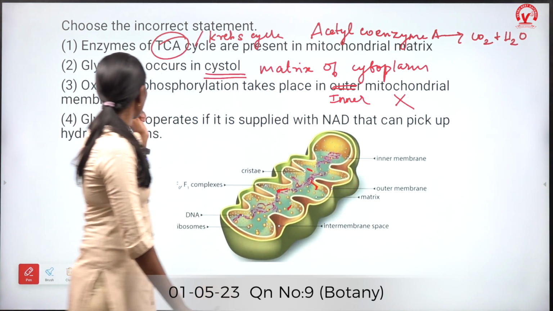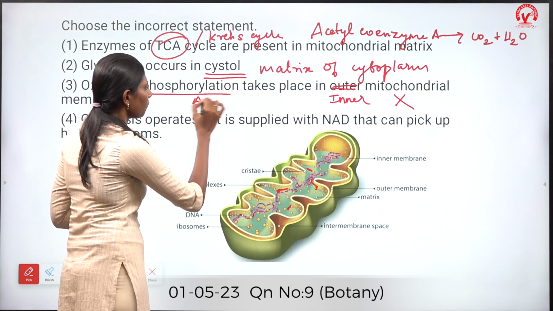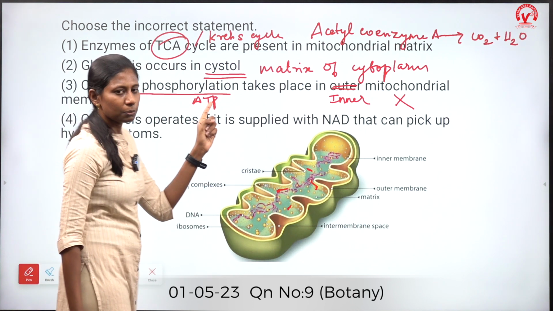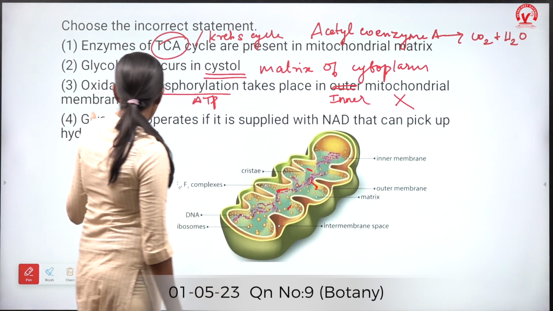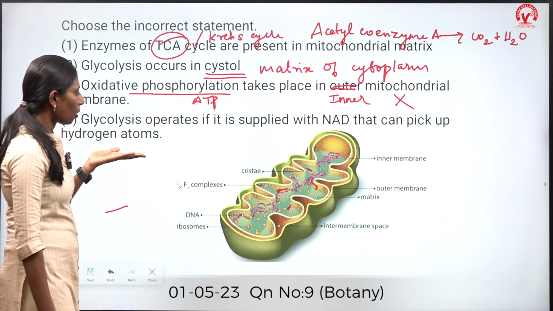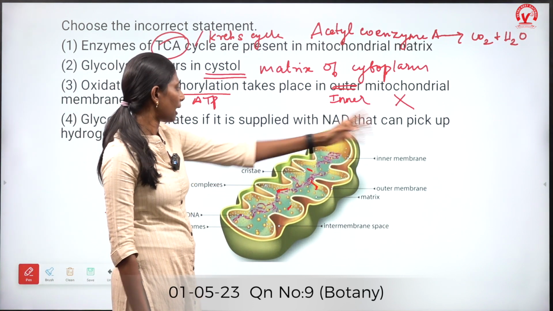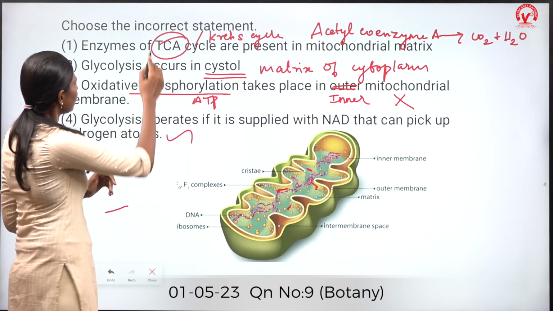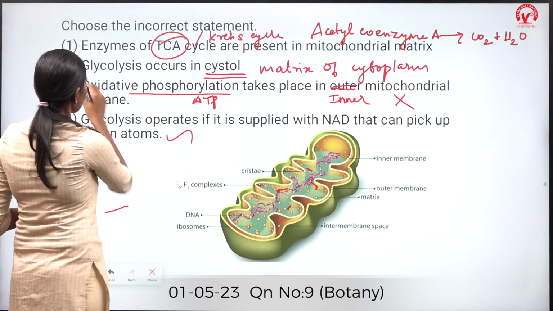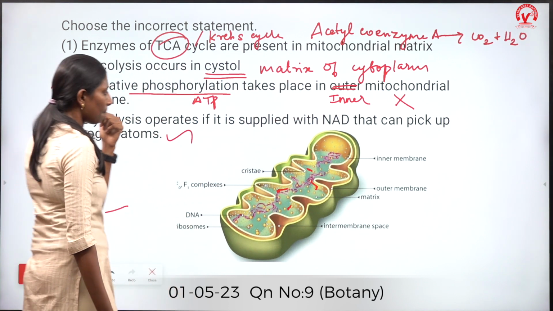So what do you mean by oxidative phosphorylation? This refers to synthesis of ATP. Okay, this function takes place in the inner mitochondrial membrane. So glycolysis operates if it is supplied with the NAD that can pick up hydrogen atoms. So this statement is also correct. They are asking for the incorrect statement, that is, oxidative phosphorylation takes place in the inner mitochondrial membrane.